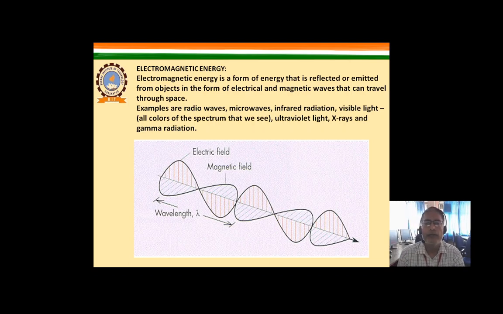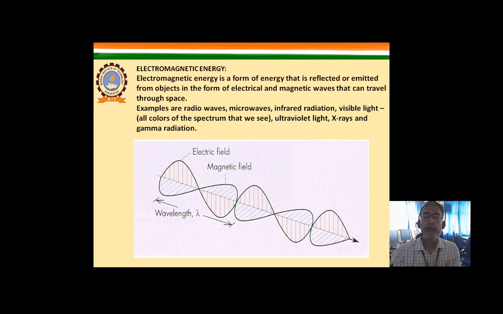Electromagnetic energy is a form of energy that is reflected or emitted from objects in the form of electric and magnetic waves that can travel through space. For example, radio waves, microwaves, infrared radiation, visible light, all colors of the spectrum that we can see, ultraviolet light, X-ray and gamma radiation. As you can see in the figure, suppose light moves in a straight line.